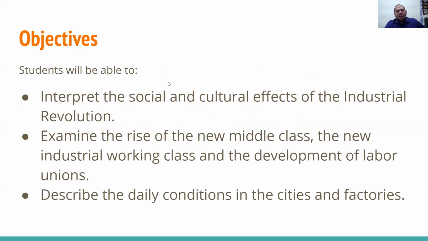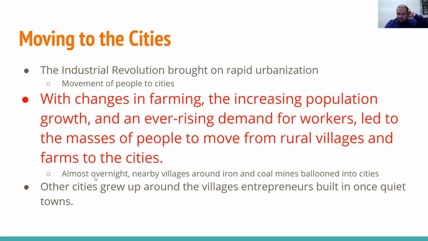One simple question. So objectives, we're going to interpret the social and cultural effects of the Industrial Revolution. We're going to examine the rise of the new middle class, the new industrial working class, and the development of labor unions. And we're going to describe the daily conditions in the cities and factories.